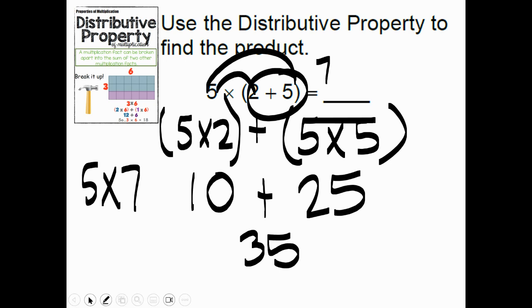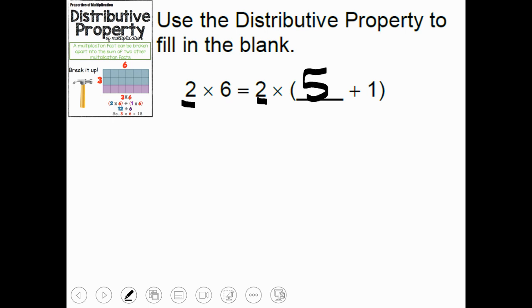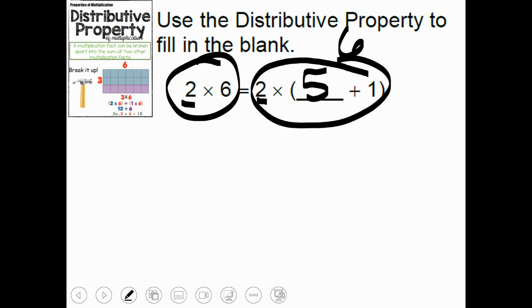Let's try another one. 2 times 6 is equal to 2 times what number? If I break apart that 6, because I can see that they left the 2 the same, and I know I have 1 there, this has to be a 5, because 5 plus 1 is 6. So I'm going to put a 5 there. And this is actually saying 2 times 6.